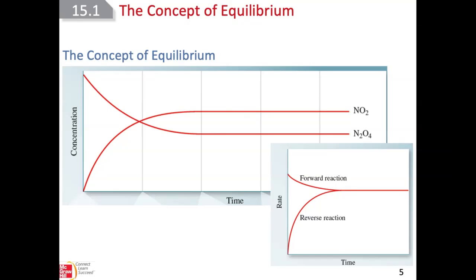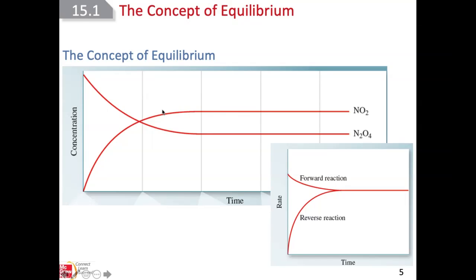As time passes, at some point the concentrations of those two substances, the reactant and the product, are the same. And after that time, their concentrations are not changing anymore. So this is the concept of equilibrium.